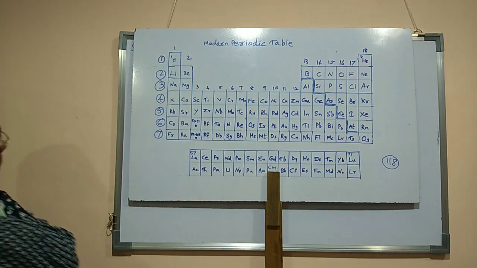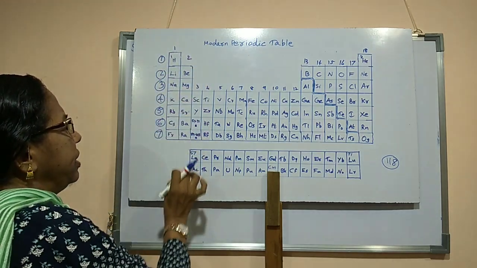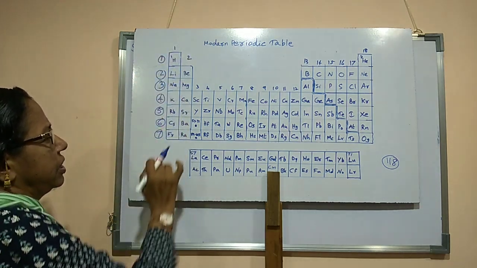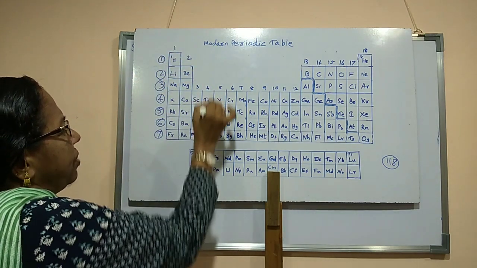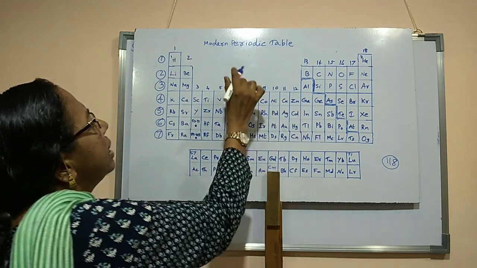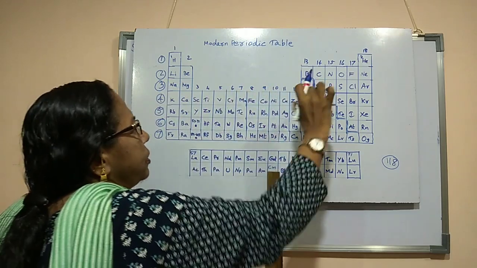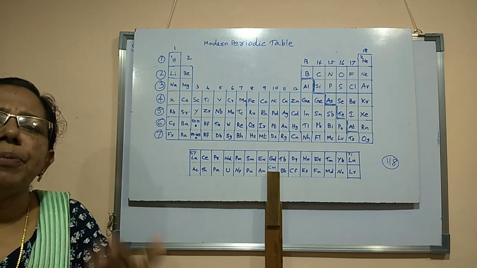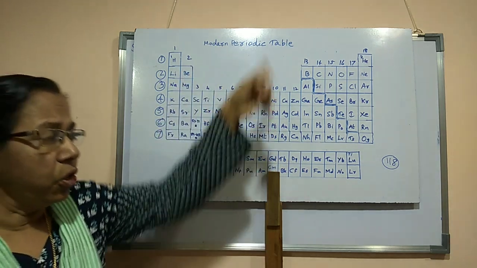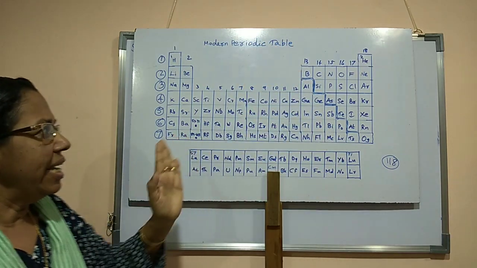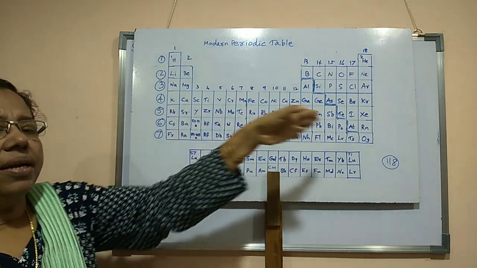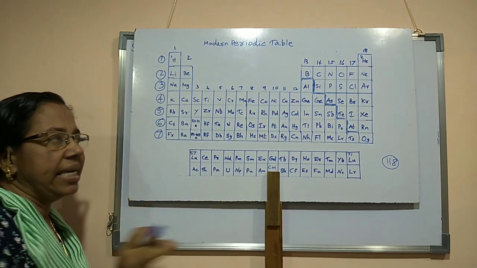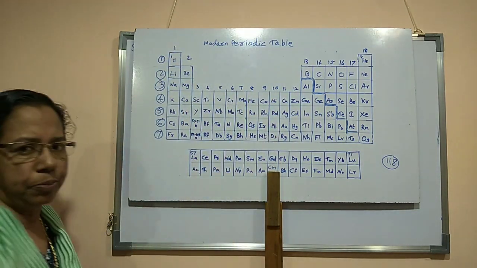Now another thing: when we study groups, the vertical columns of elements are known as groups. Here, when we count 1, 2, 3 like that, I have even written the number of each group. All these groups together total 18 groups. So we can say that in the modern periodic table there are 18 groups, 18 vertical columns, and 7 horizontal rows. Horizontal rows are known as periods, and vertical columns are known as groups.